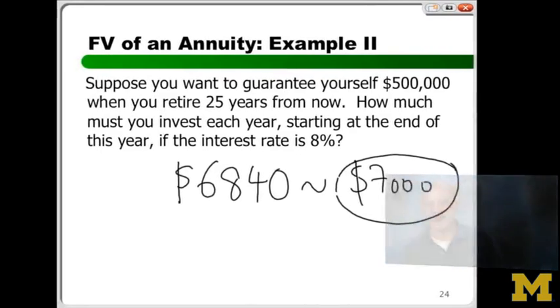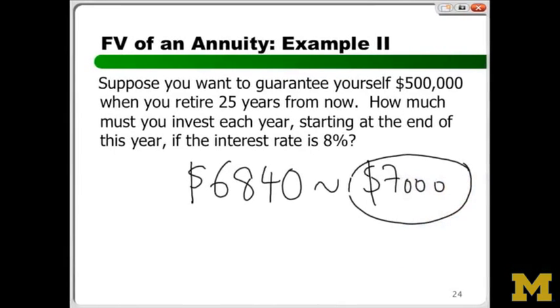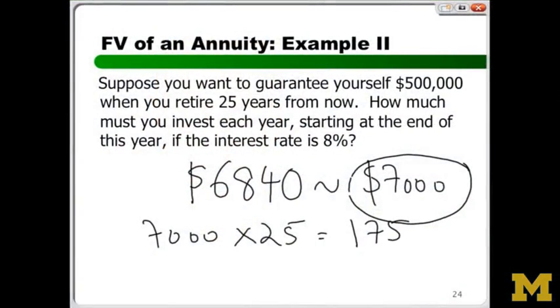Let me ask you the following question. Suppose the interest rate was 0, right? In other words, there was no value to time. What would you have if you invested $7,000 25 times? You just multiply 7,000 by 25, right? So you take $7,000 multiplied by 25. You have 175,000.